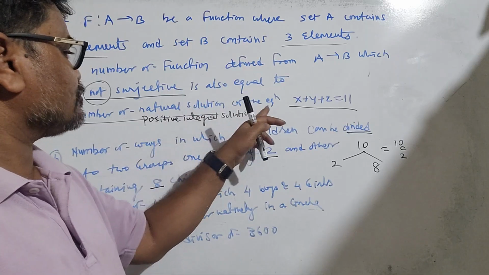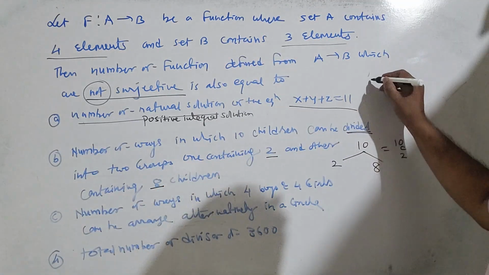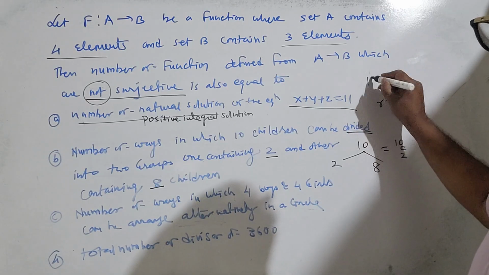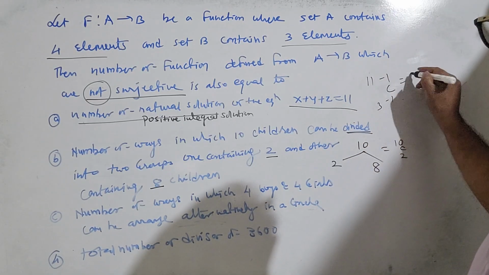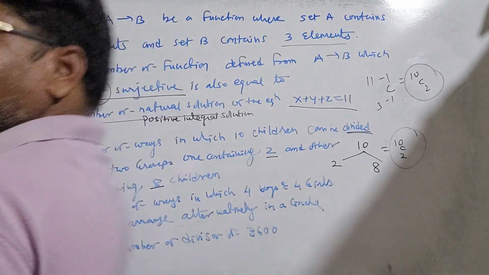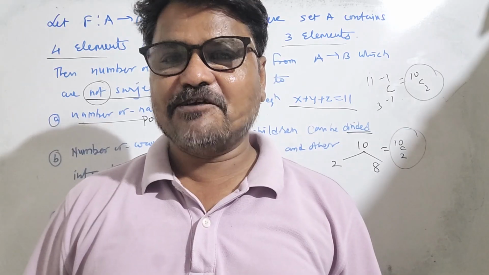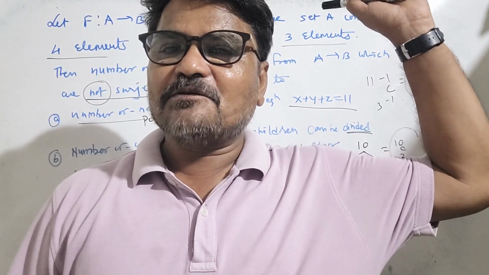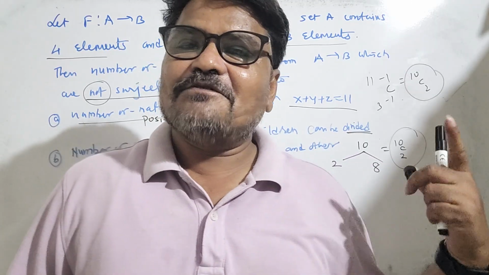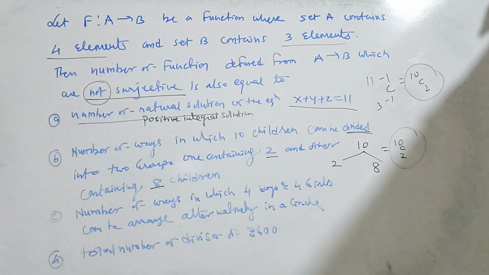The number of natural solutions of the equation x plus y plus z equal to 11. N is 11, r is 3. So this formula n minus 1 C r minus 1 again gives 10C2. See, this is 10C2, here also 10C2. So definitely options A and B are the same, correct? They give the same value. So definitely the number of onto functions must be equal to 10C2. I am solving these questions the reverse way. You can solve in the same way, but I can solve in reverse because these options are very easy.